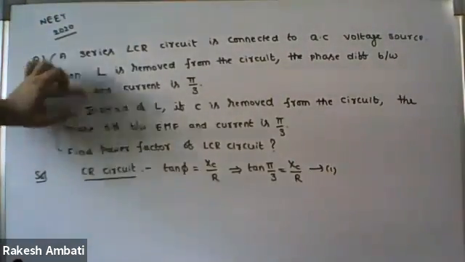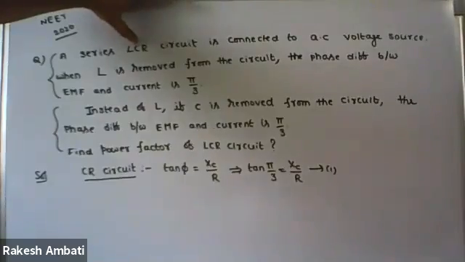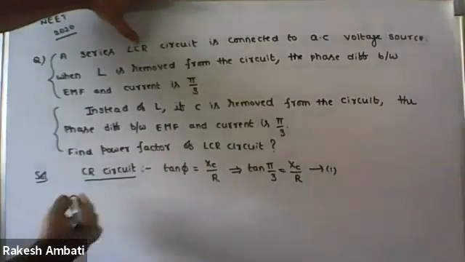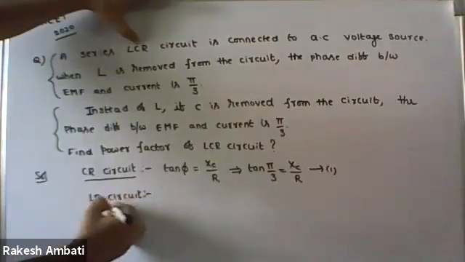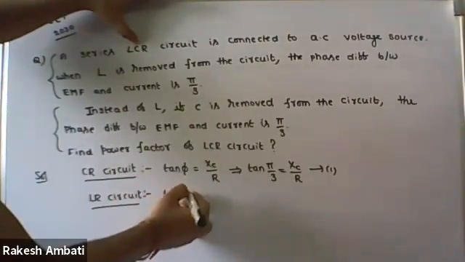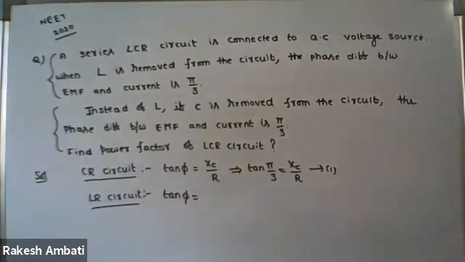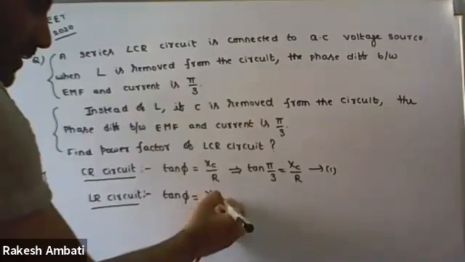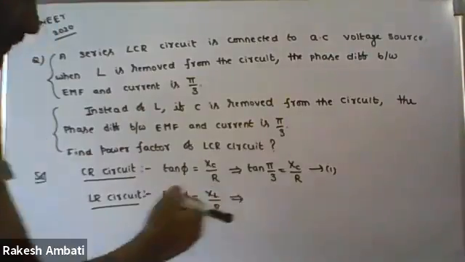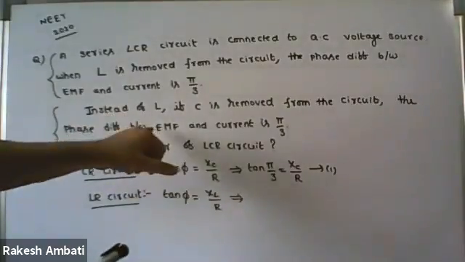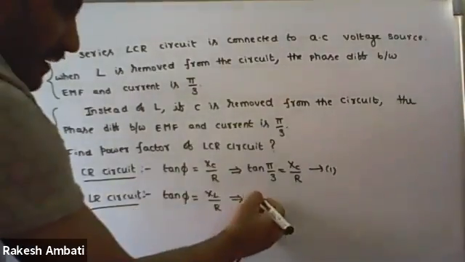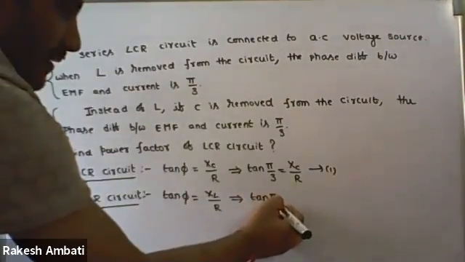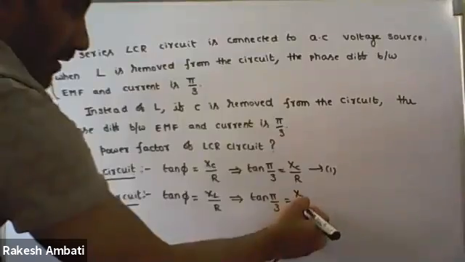So coming to the second case. In the second case, instead of L, now C is removed. Capacitance is removed. If C is removed, now the LCR circuit behaves like an LR circuit. In an LR circuit, how to find tan phi? XC by R or XL upon R? XL by R. And in the question, in the second case, the phase difference between EMF and current is pi by 3. So this is the phi value, pi by 3. So therefore, tan pi by 3 equals XL upon R.